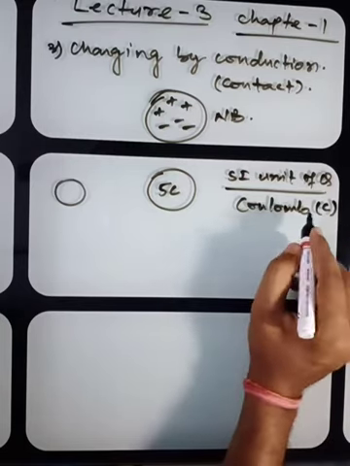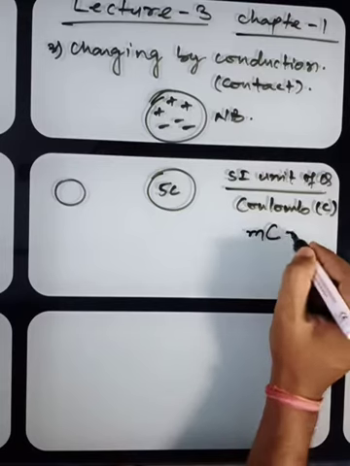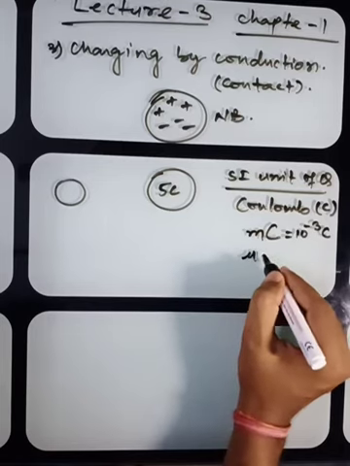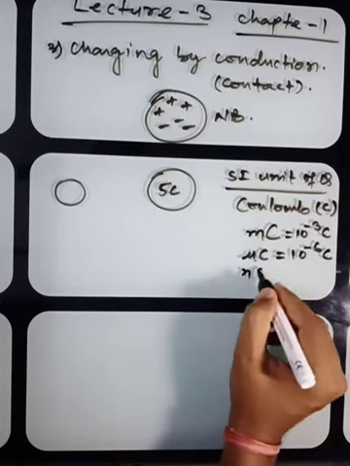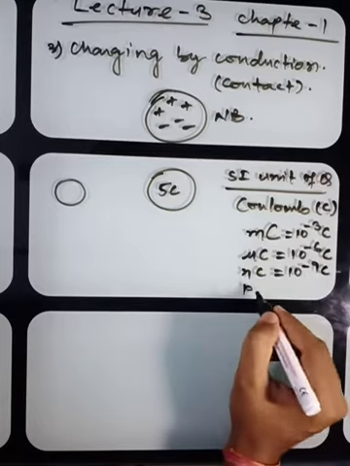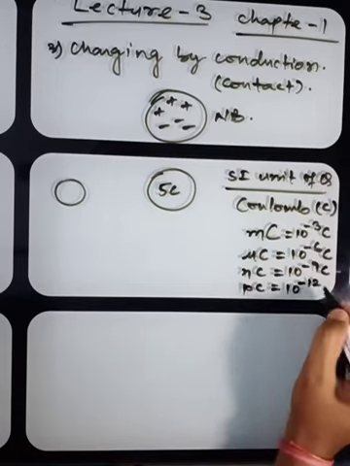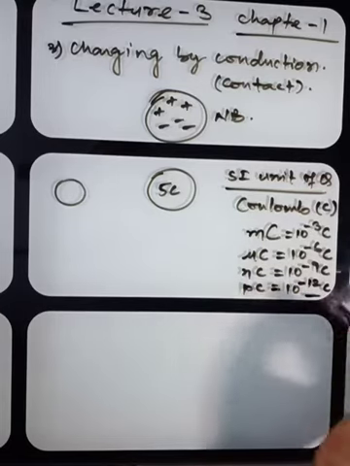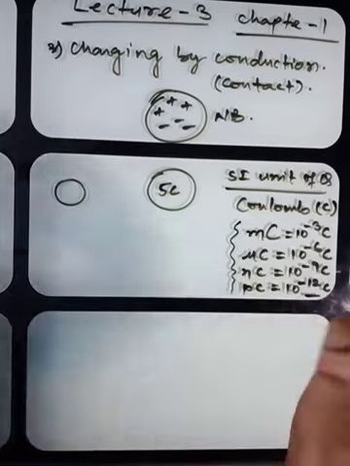So, we use this unit with mathematical suffixes like millicoulomb, 10 to the power minus 3 coulomb, microcoulomb, 10 to the power minus 6 coulomb, nanocoulomb, 10 to the power minus 9 coulomb, picocoulomb, 10 to the power minus 12 coulomb, femtocoulomb, 10 to the power minus 15, and so on. So, coulomb is a big unit of charge, and we use mathematical suffixes to represent charge in small amounts.